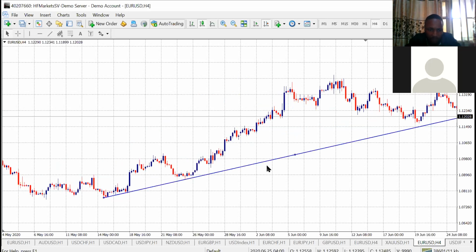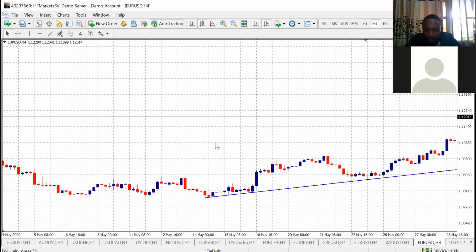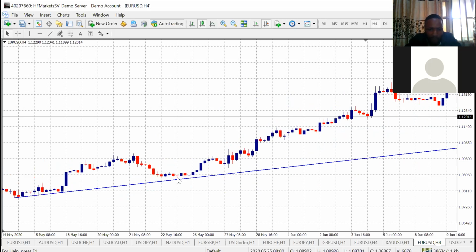You can see something. I draw this trend line with this first point and this second point. And you can see what happened here. Let me zoom out the market. You can see what happened here. There was also a pin hammer.